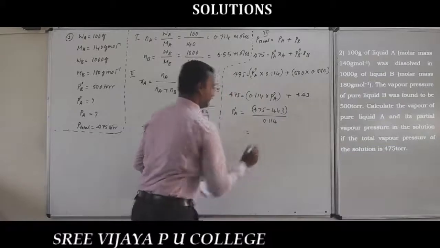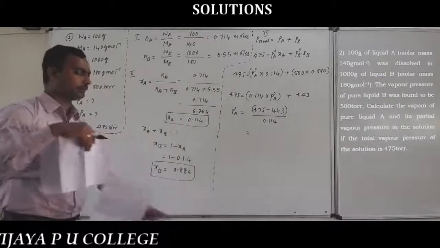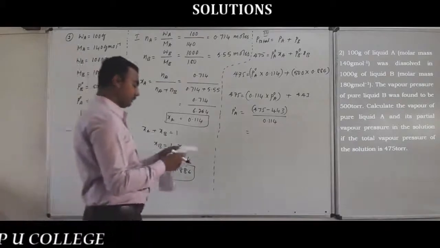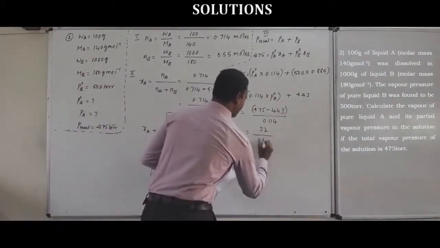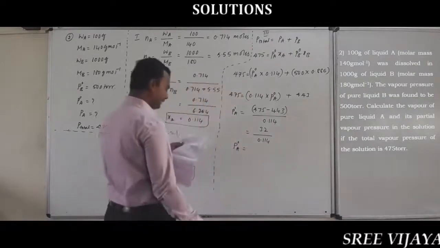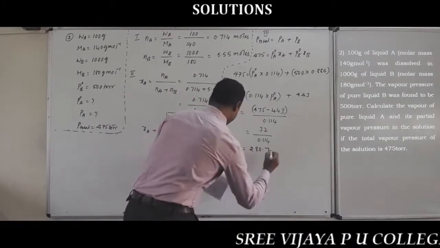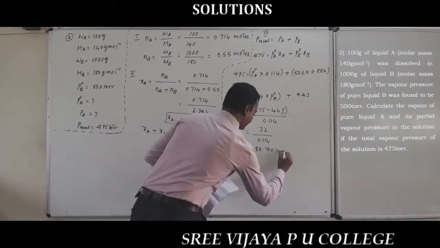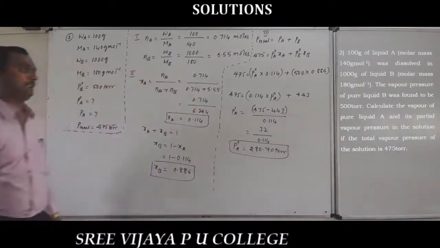So that is equal to 475 minus 443 divided by 0.114. So that is 32 divided by 0.114. So therefore P naught A is equal to 32 divided by 0.114. That is 280.70 torr. So that is the vapor pressure of pure component A.